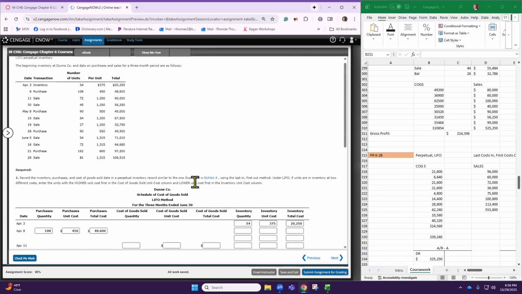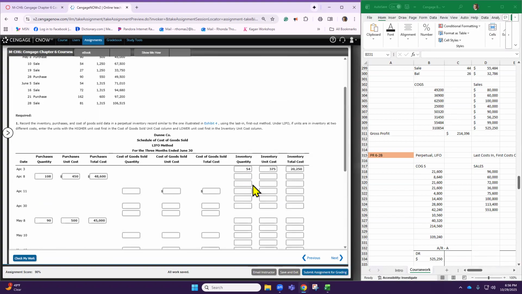All right, that's good. So with last in, first out, when there's not any difference, then you simply, I'm sorry, we just purchased. All right, so we just bring down what we had, just like we did in FIFO. And then we put in the new purchase of the $450 cost. Now we're getting ready to sell.